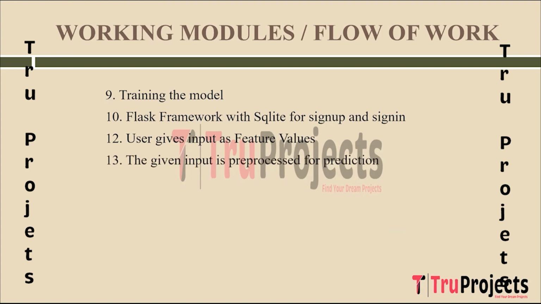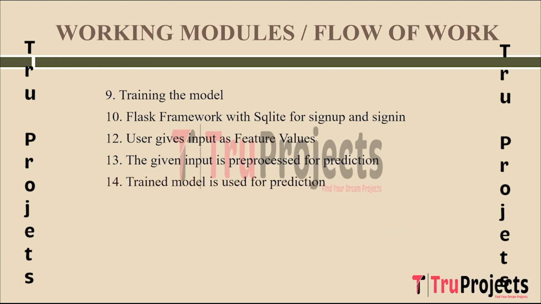The given input is pre-processed for prediction. The input provided by the user needs to undergo the same pre-processing steps applied to the original dataset. This ensures consistency and compatibility with the model. Pre-processing steps involve encoding categorical data, scaling numerical values, and arranging the input in a format suitable for prediction.